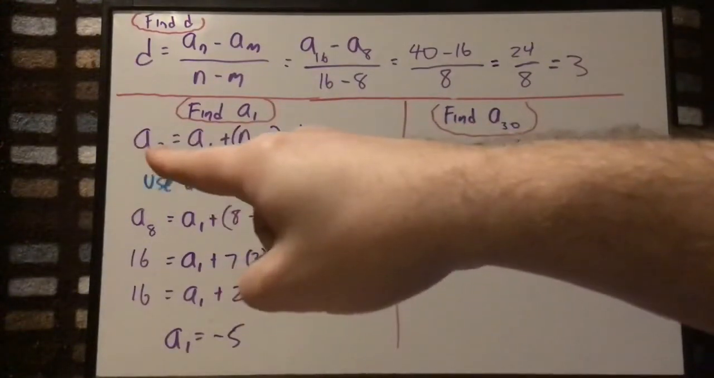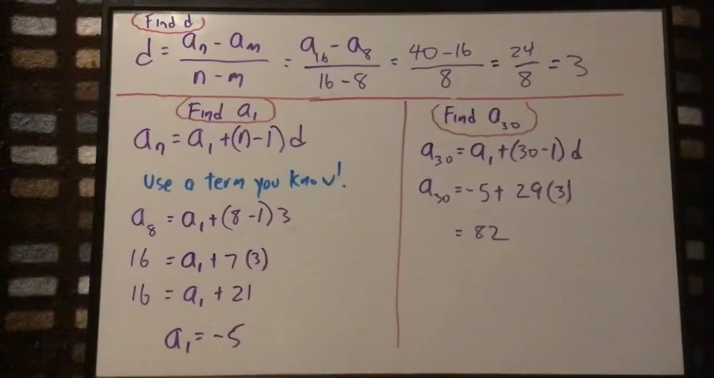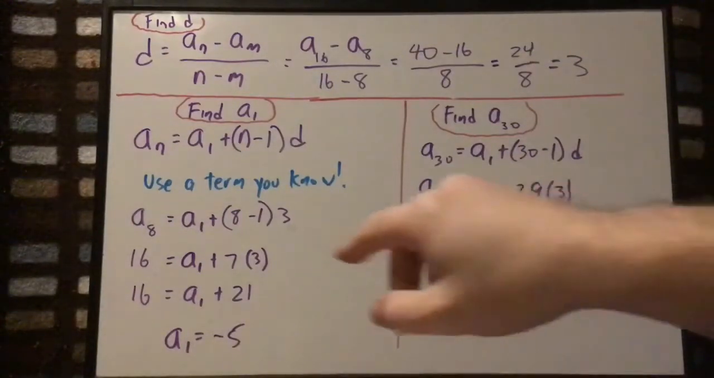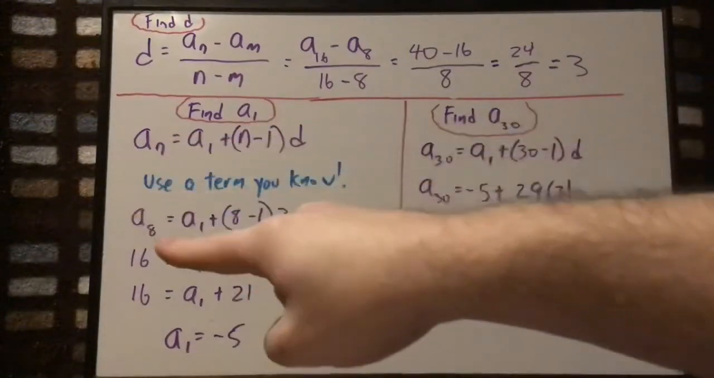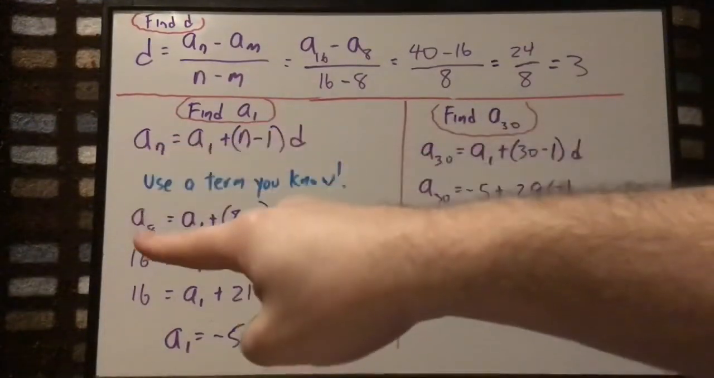So since I want a sub 1, I'm going to take something I already know. Now, I've got two terms that I already know. I know a sub 16 and I know a sub 8. You can use either one for this. I used a sub 8 because the number's a little smaller and a little easier to use. So what you do is take a term you already know, whichever one you want. I chose a sub 8. So I'm going to plug in a sub 8.